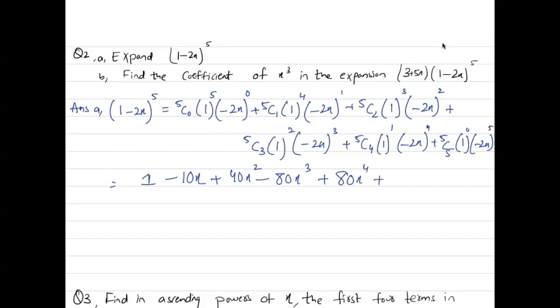5C5 is 1. 1 to the power of 0 is 1. Minus 2 to the power of 5 is minus 32. Okay, so minus 32x to the power of 5. These are the expansion.